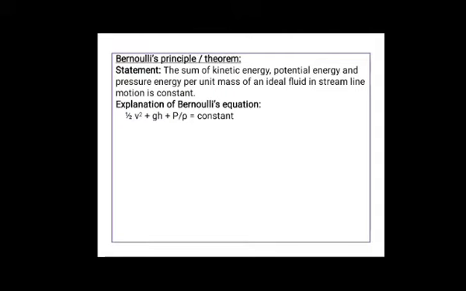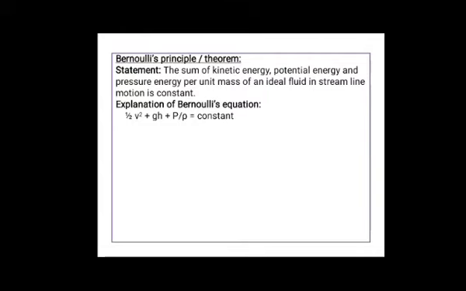Then to explain this Bernoulli's principle, let us express it mathematically. Kinetic energy is half mv square, but we are taking it per unit mass, so m gets cancelled, you will get half v square plus. Similarly, potential energy is mgh, m gets cancelled, so you will get gh, and pressure energy is p divided by rho is equal to constant. So sum of all these three energy we have to take, that is kinetic energy half v square plus potential energy gh plus pressure energy p by rho, all these are taken per unit mass, it must be equal to constant.